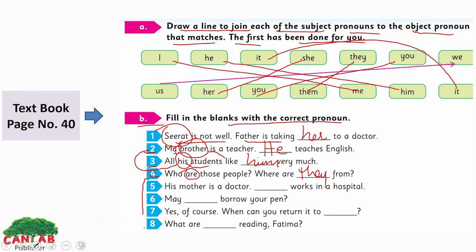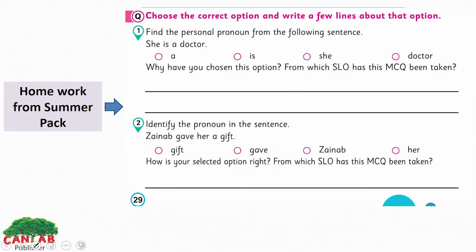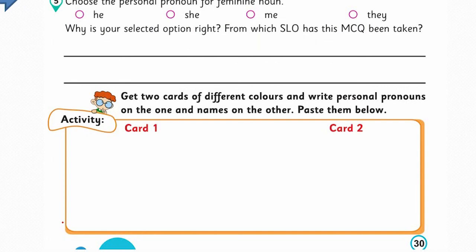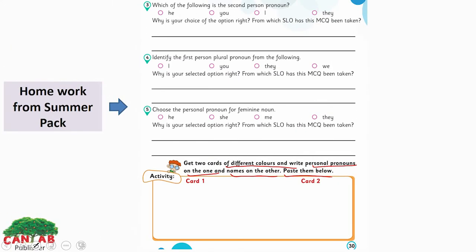I want you to fill these blanks with the correct pronouns by yourself. This is your homework from the summer pack on personal pronouns. This is again your homework from the Summer Pack, page number 30. We also have an activity here. Get 2 cards of different colors and write personal pronouns on the one, names on the other, and paste them below. This is the first person, this is the second person, this is the third person. We have gone through this. Revise your lesson again and do this activity.